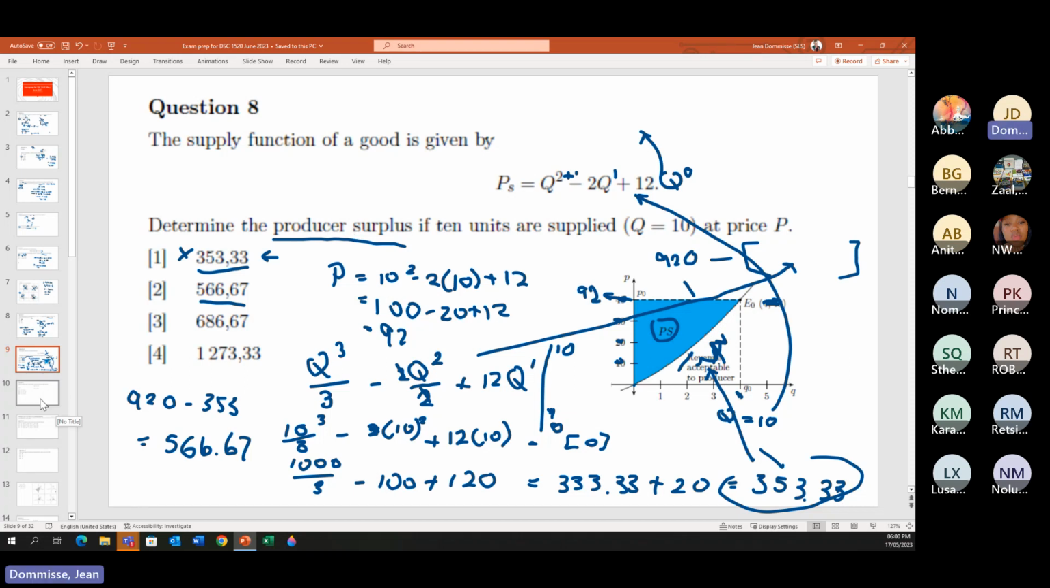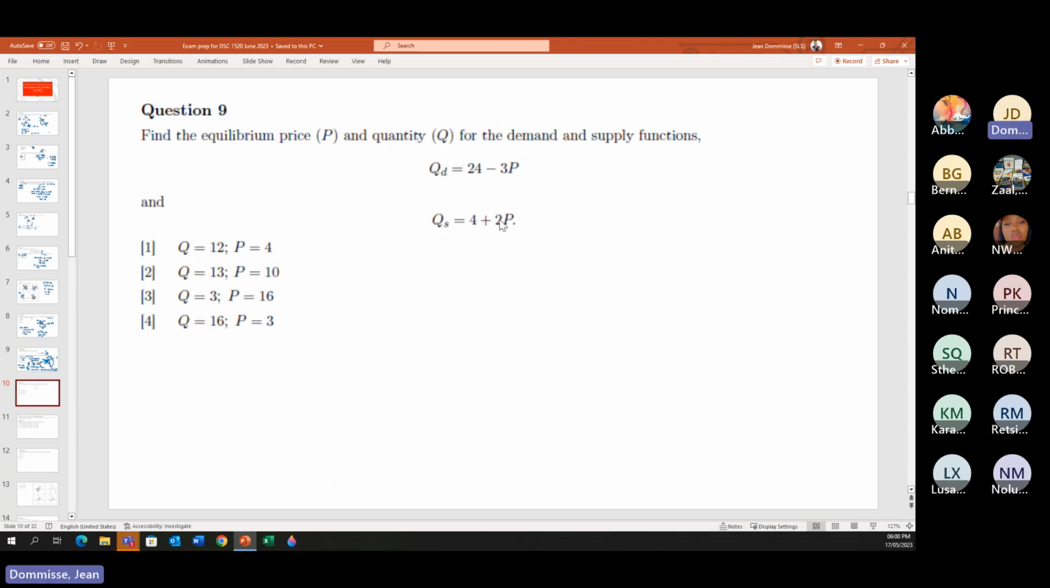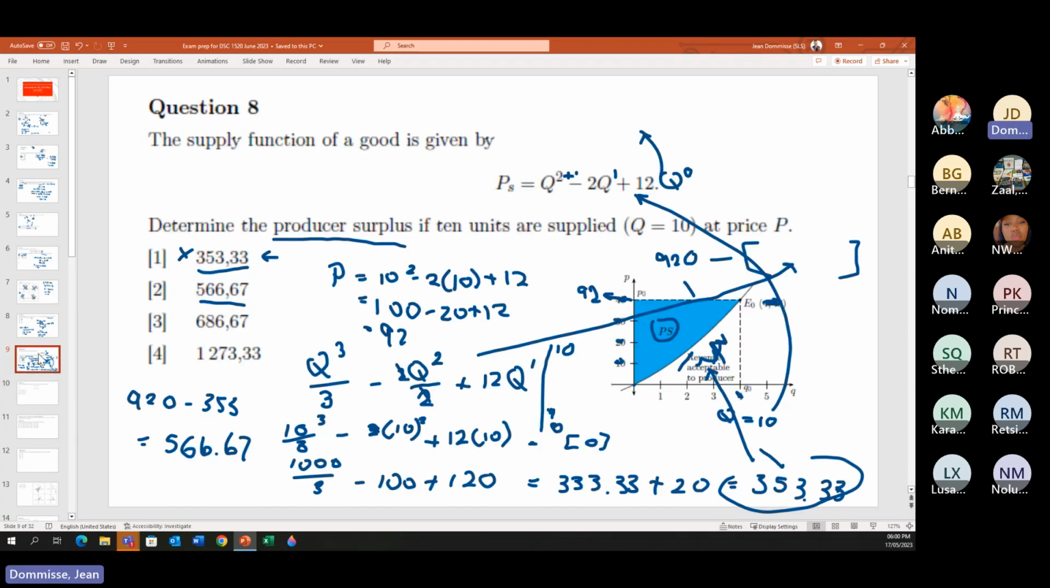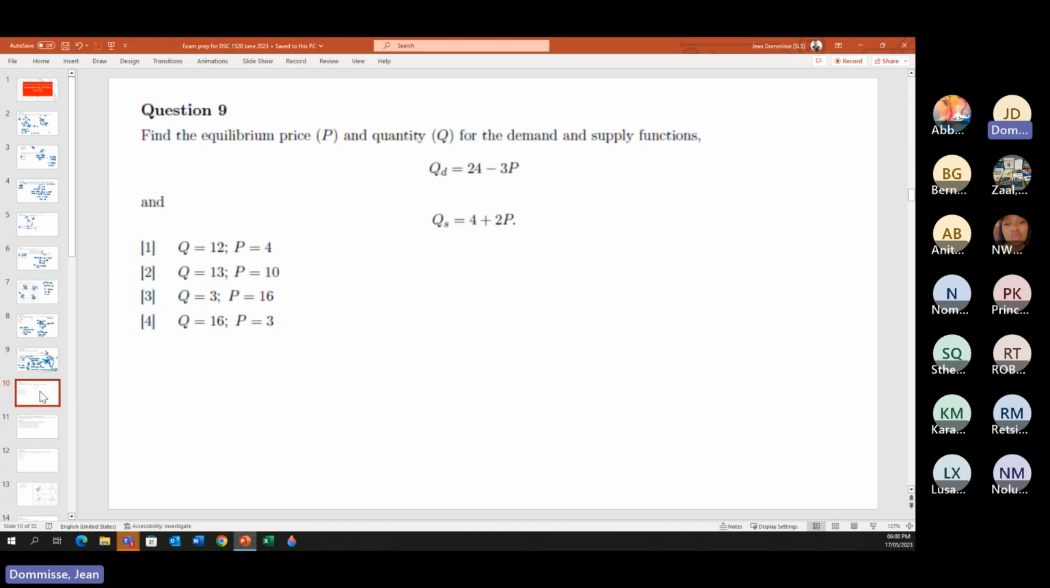Okay, so they throw in this difficult one, and then suddenly the next one they ask you, find the equilibrium price and quantity for the demand and supply functions. Okay, so what would you do in this instance? To make them equal each other and then work out P and Q.